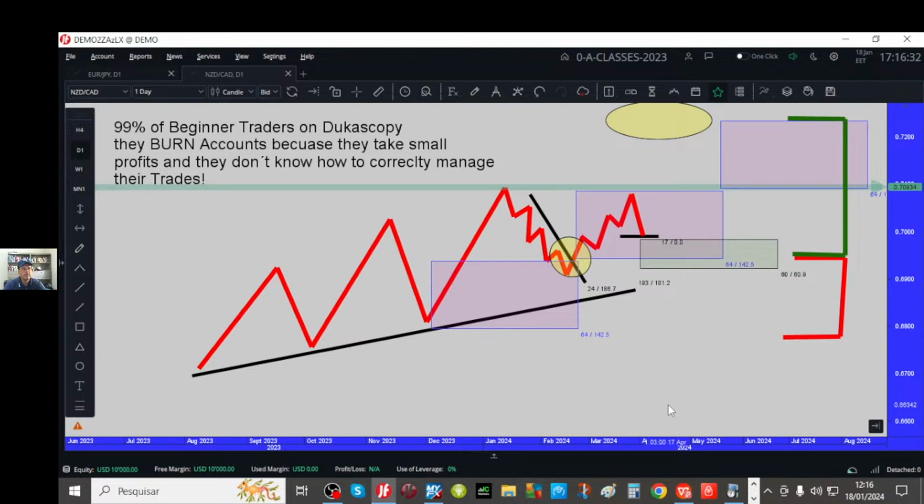Which is super cool. Now if I stop trading this currency pair, is this the correct way to go? Is this the right way to go? What do you think? And if I keep doing this, am I going to make money? Look at the text. 99% of beginner traders on Dukas Copy Bank burn accounts because they take small profits and they don't know how to correctly manage the trades.